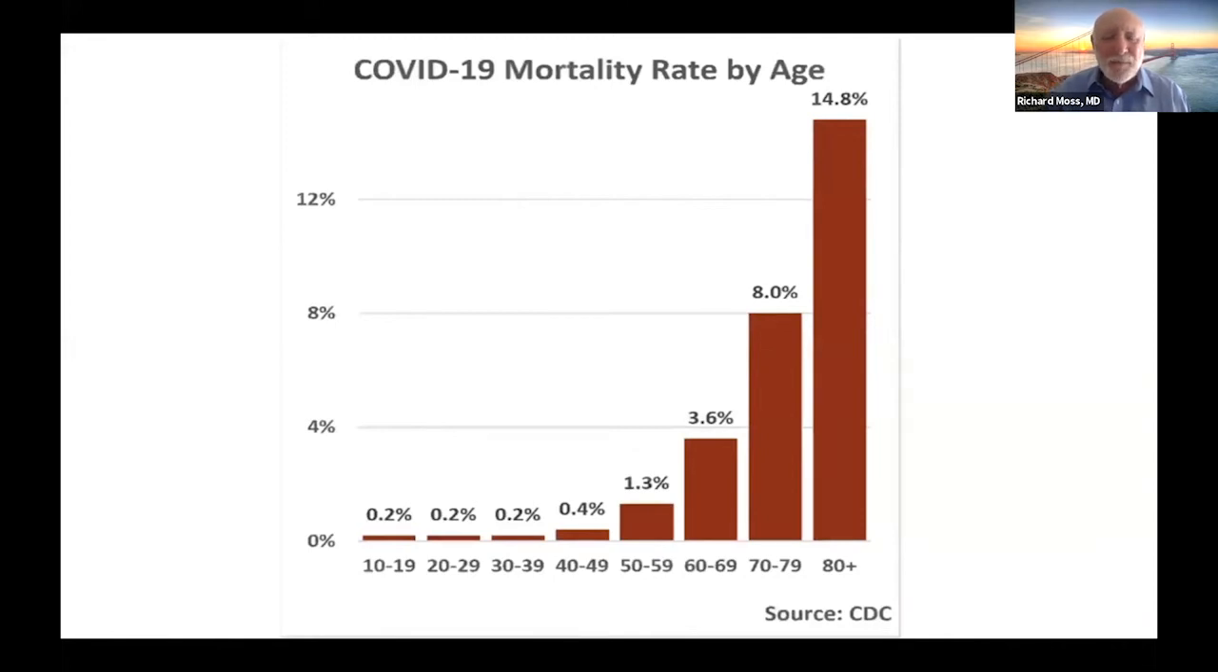That doesn't mean that younger people cannot get seriously ill and die. We've certainly seen enough reports of that in the media. But on a population basis, age is probably the most important single risk factor. And that, of course, plays into how we deal with this on a public health basis.